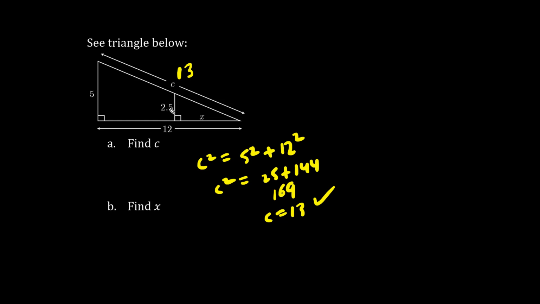In this small triangle, we have short over medium, which is 2.5 over X, equals short over medium, which is 5 over 12. We're allowed to cross multiply, and so we have 5x equals 12 times 2.5, which is 30. Divide both sides by 5, we have 6.